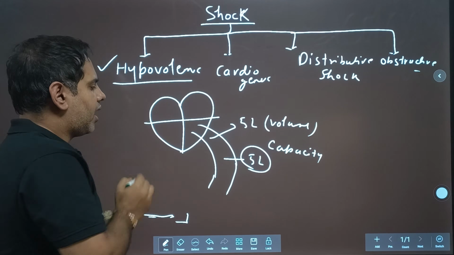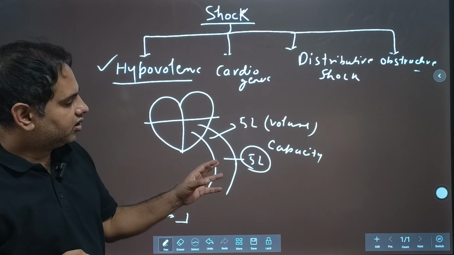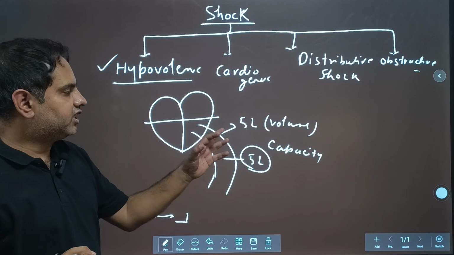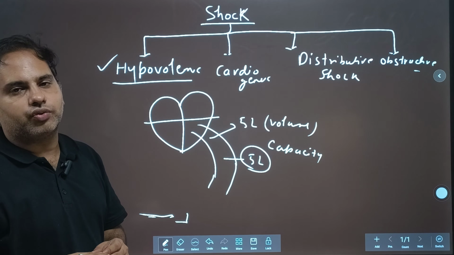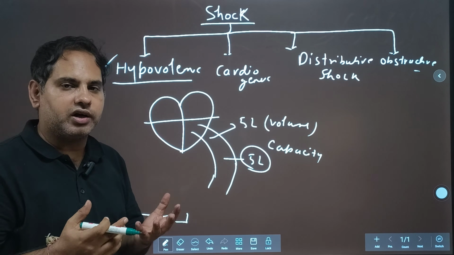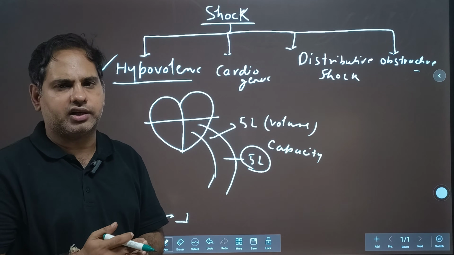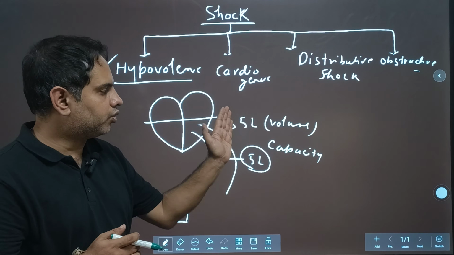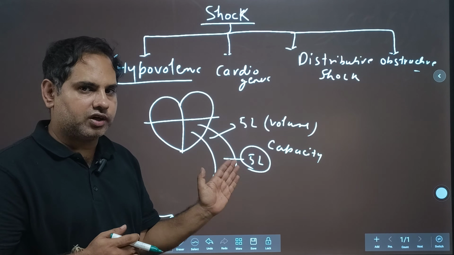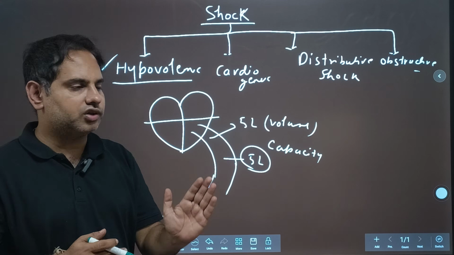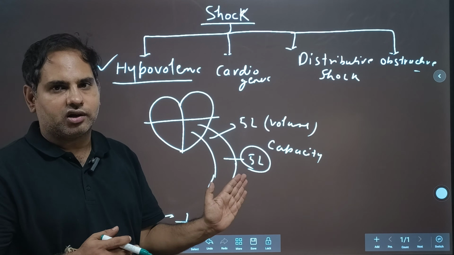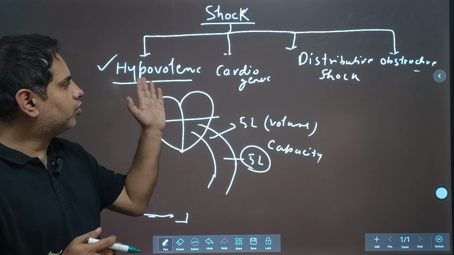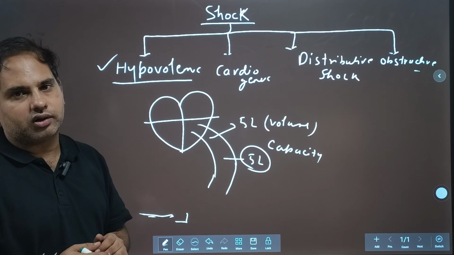Hypovolemic shock happens when there is decreased volume. When the volume of blood decreases due to internal or external bleeding, which happens for many reasons, your volume is going to decrease. Normal approximate volume is 5 liters. When there is bleeding, the volume falls below 5 liters, and that can result in a shock, a hypovolemic shock.